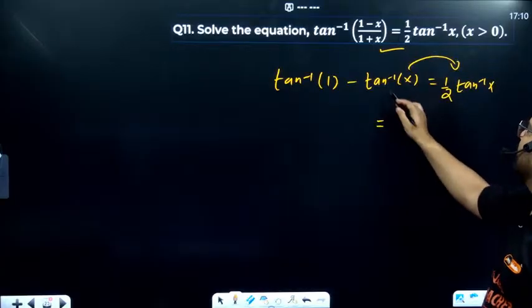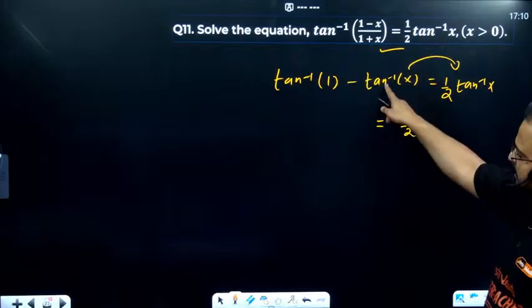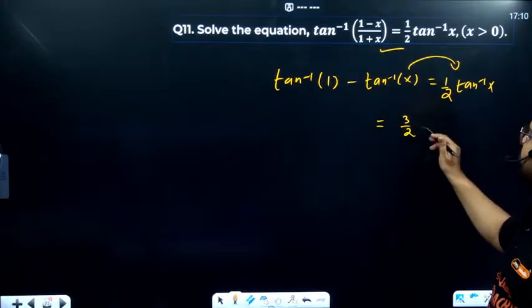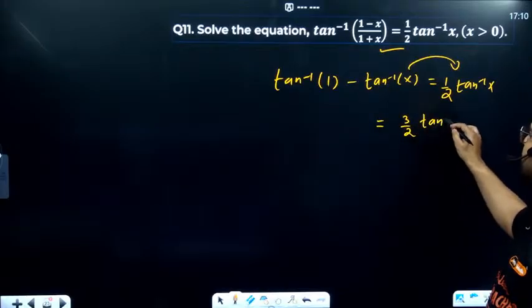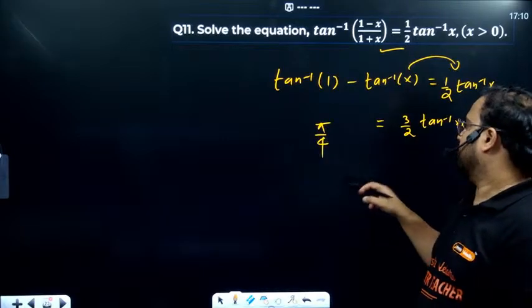This becomes this plus this. So we'll have 3 by 2. How come, sir? This will become plus. So this is 1 over here. This is half. So 3 by 2 tan inverse of x equals pi by 4.